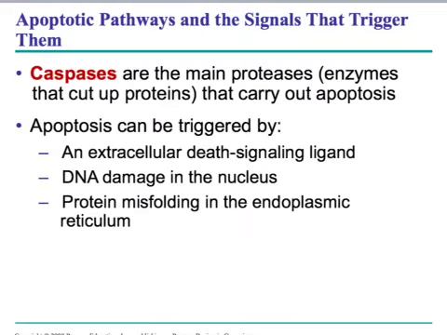All right, so caspases are the main types of proteases. Proteases are enzymes that cut up proteins, and these are the enzymes that are going to carry out apoptosis. Apoptosis can be triggered by, like I showed you in that picture, some kind of death signaling ligand, or we could have severe DNA damage in the nucleus, or we could have protein misfolding in the endoplasmic reticulum. Any of these three things will trigger apoptosis.